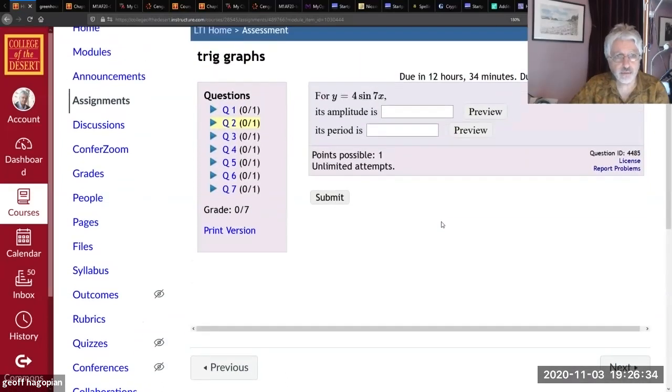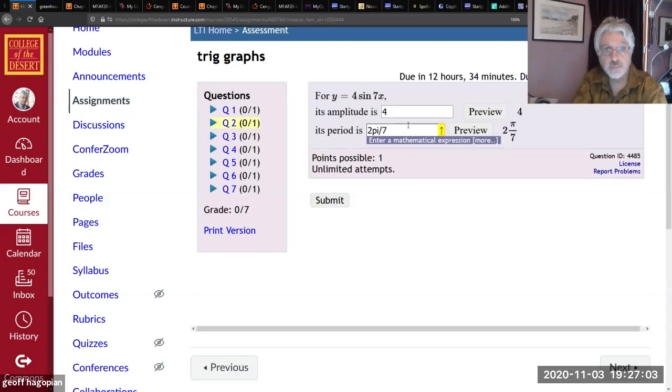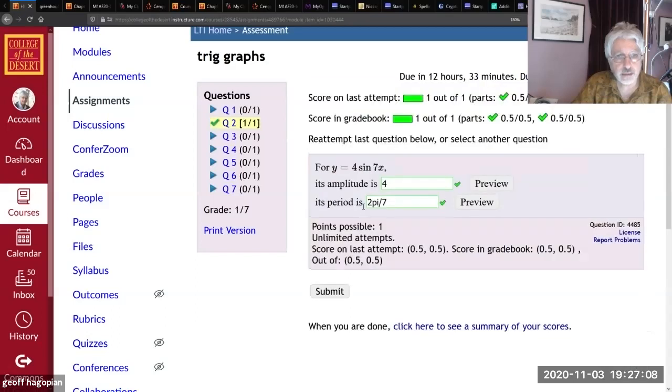We kind of been over that, right? So what's the amplitude here? Well, clearly the output is being multiplied by 4, and the period, well, so we want 7 times x to go between 0 and 2 pi, right? For the input to the sine function should range between 0 and 2 pi. What does that mean about x? Well, x would range between 0 and 2 pi over 7 if you have this factor of 7 there, right? So 2 pi over 7 is the period. Is that correct? Yep, that's right.